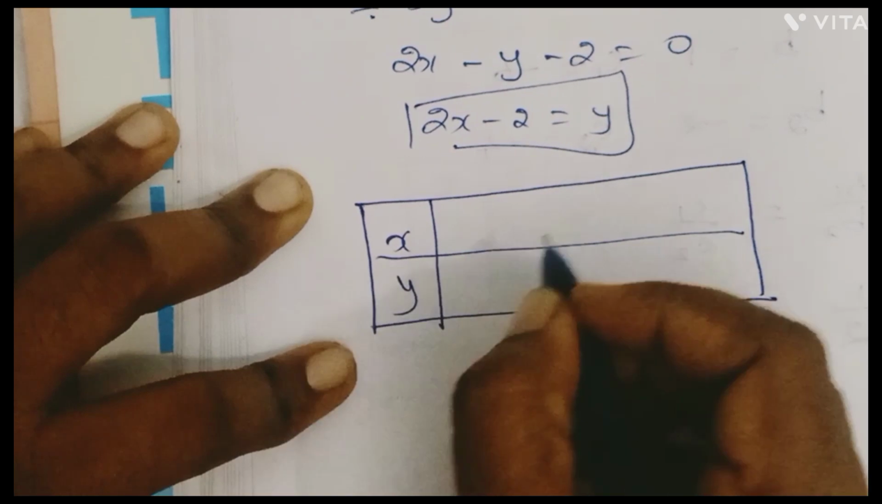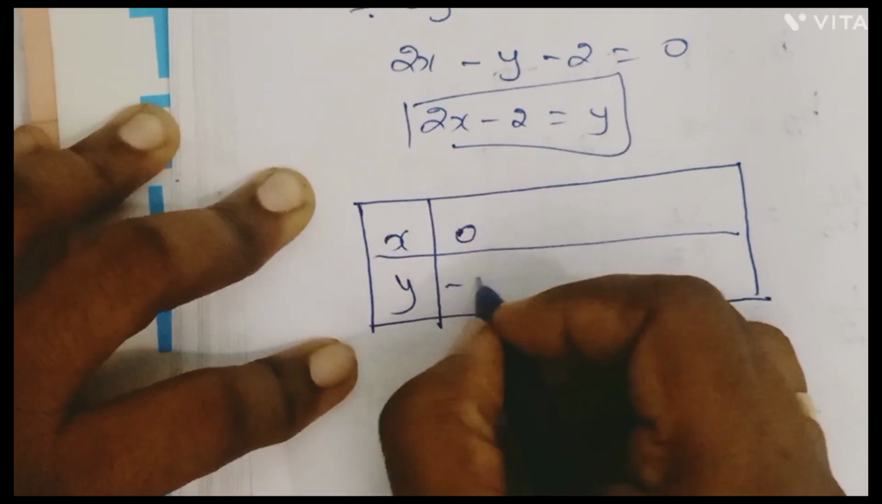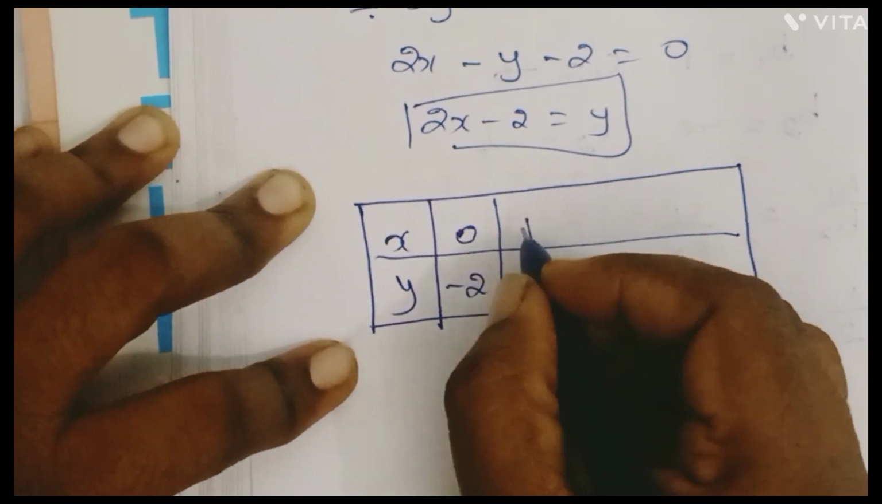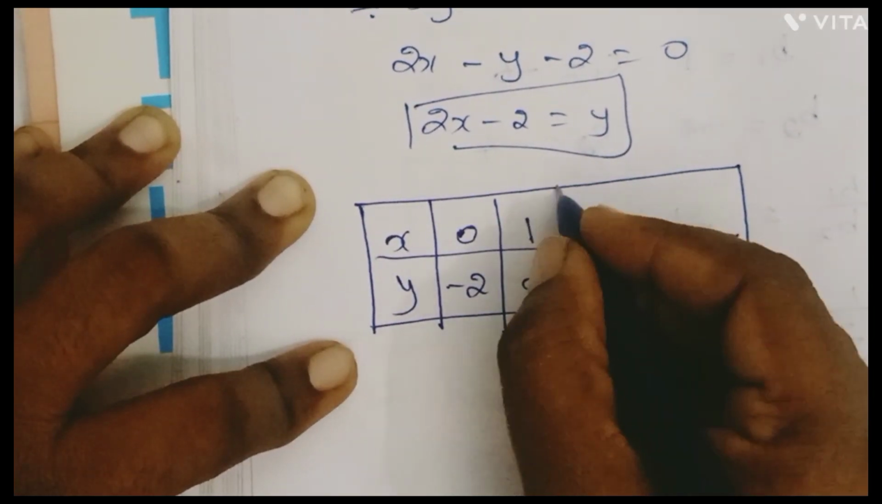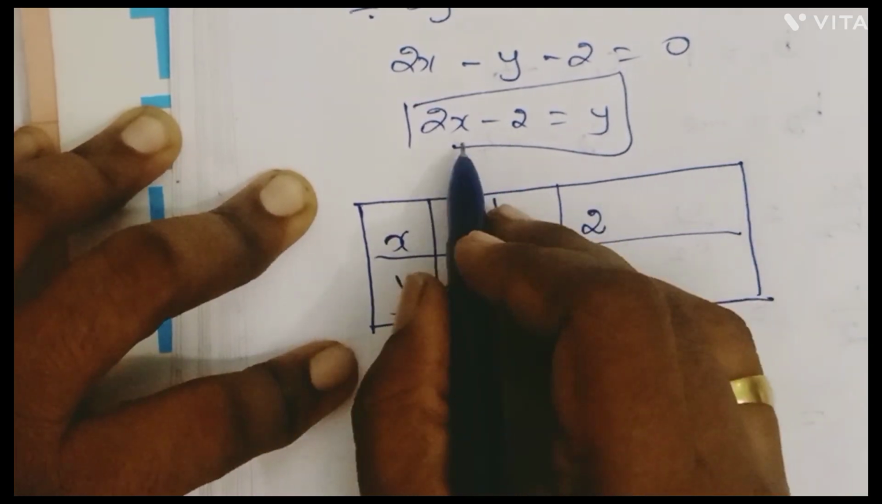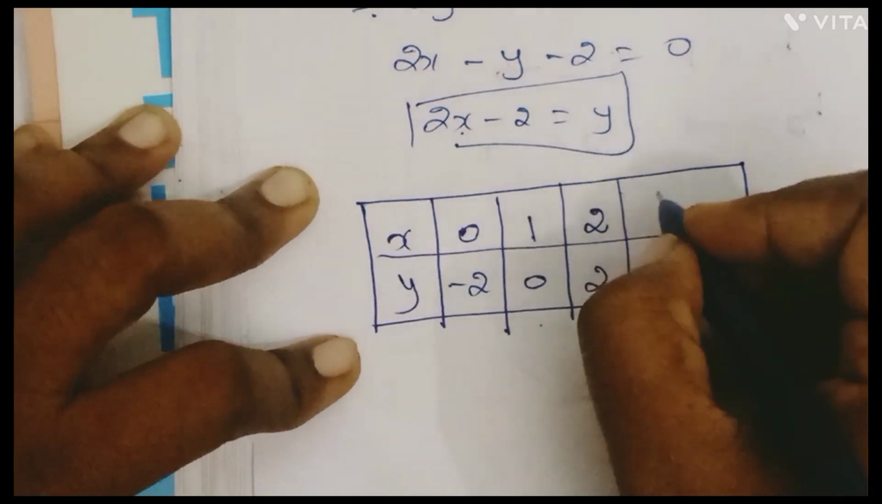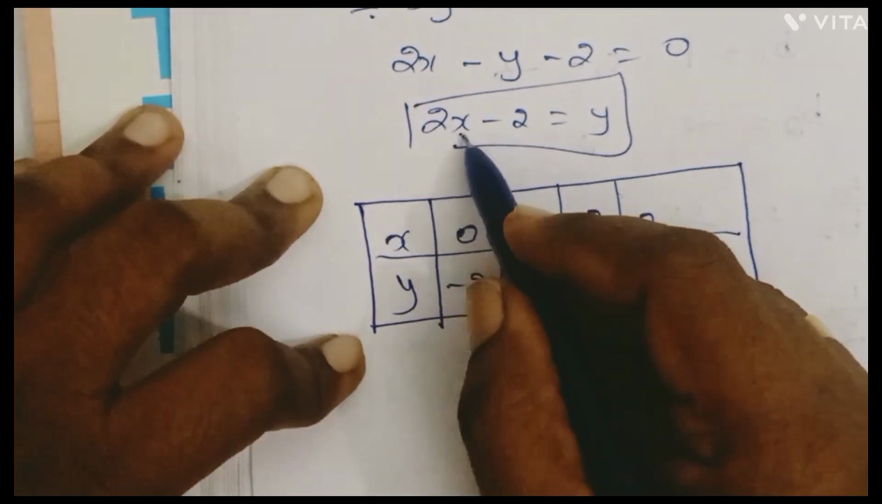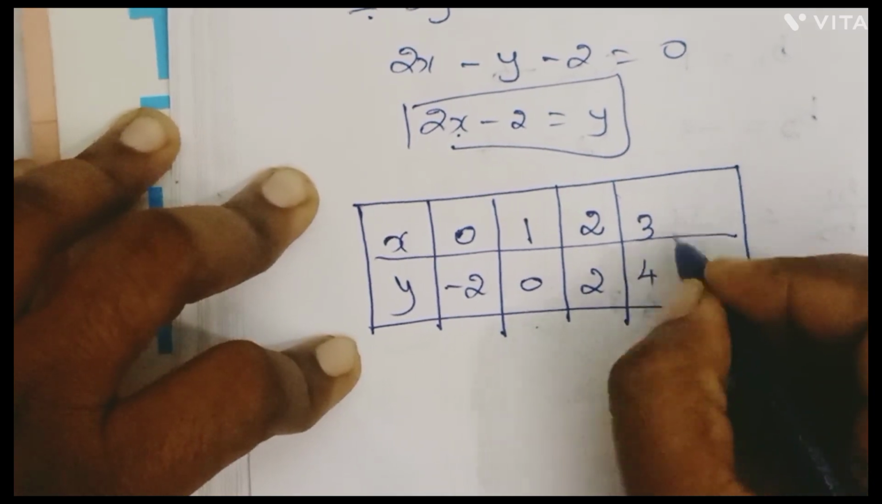X, y. When x is equal to 0, y is equal to minus 2. When x is equal to 1, 2 1s are 2, 2 minus 2 is 0. When x is equal to 2, we get 2 2s are 4, 4 minus 2 is 2. When x is equal to 3, 2 3s are 6, 6 minus 2 is 4.